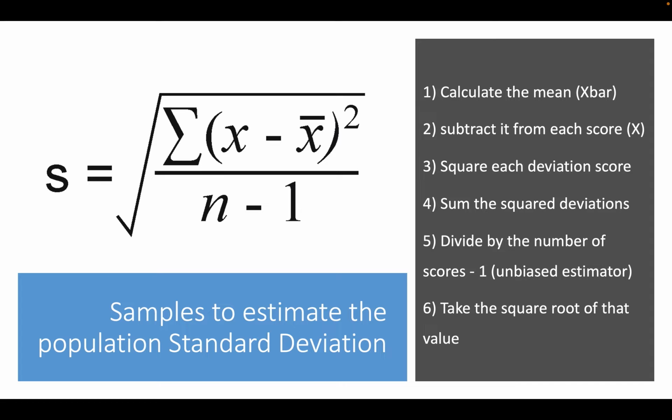So that brings us to our formula for standard deviation for a sample. Again, this will always be provided for you, and we're just going to talk about this step by step, and then we'll work through actually calculating it. So the first thing you're going to do is calculate your mean, which you already know how to do, X bar. Then you're going to subtract that from each score. Then you will square each deviation score, sum all of the squared deviations, and divide by the number of scores minus 1, which is your unbiased estimator. And then finally, take the square root of that value.